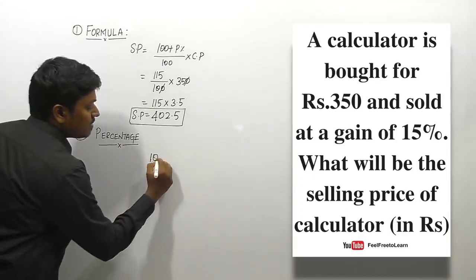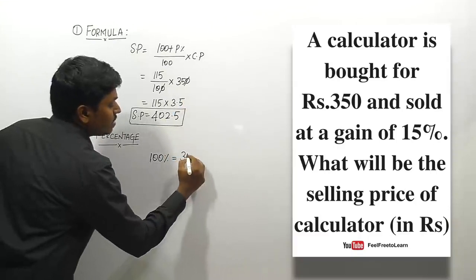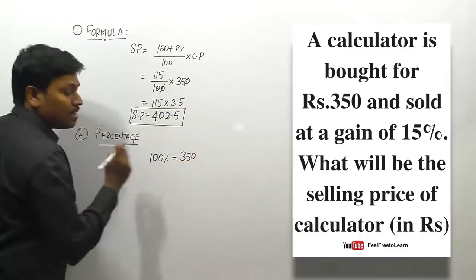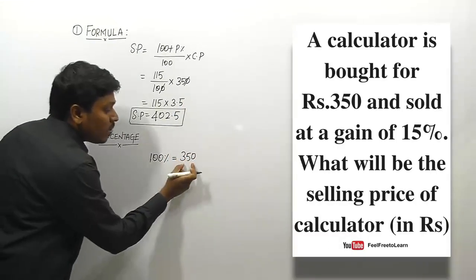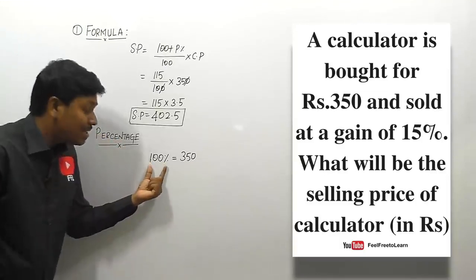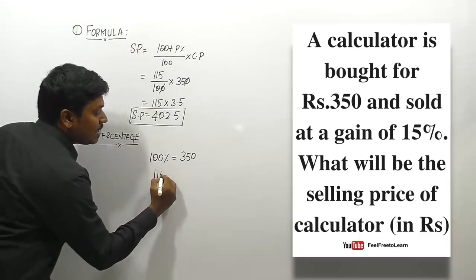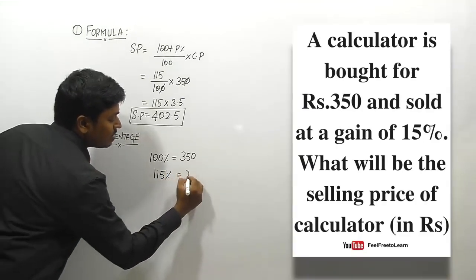Here 100% will be the cost price. So here the cost price of the calculator will be 350. So 350 will be the cost price, that is 100%, and he decided to sell this calculator at a profit of 15%. 100% cost price, 15% profit, so this can be taken as 115% is equal to X.